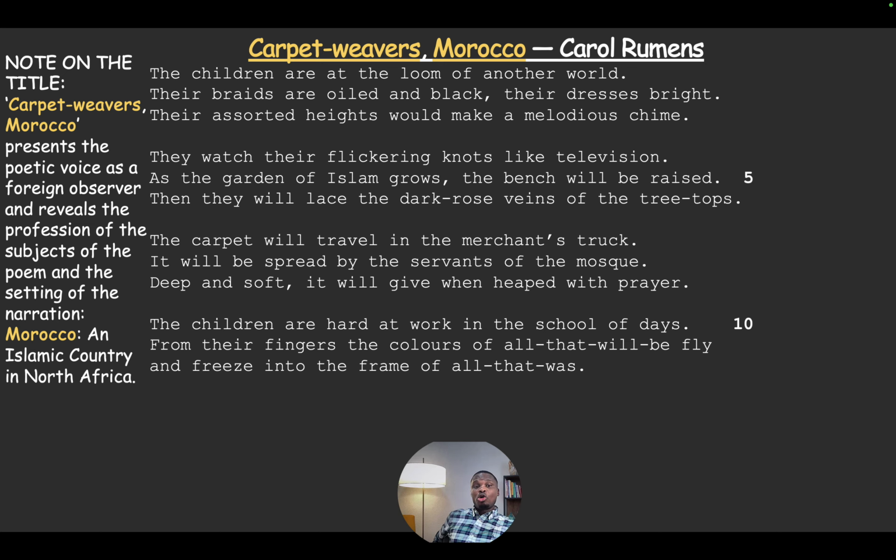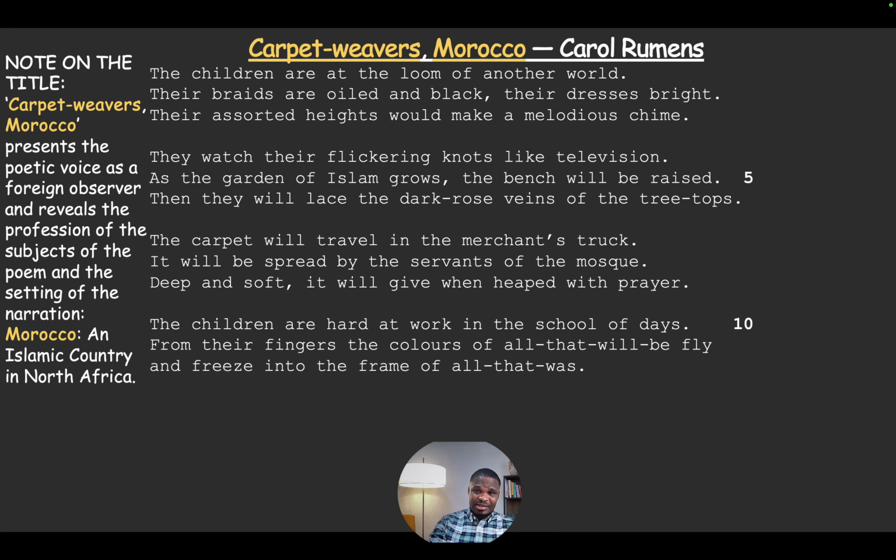the mention of Morocco, which is an Islamic country in North Africa, reveals the setting. So this is tied to Morocco, but there's a sense that that's what we are going to see in multiple other countries with different artisans if we travel there.